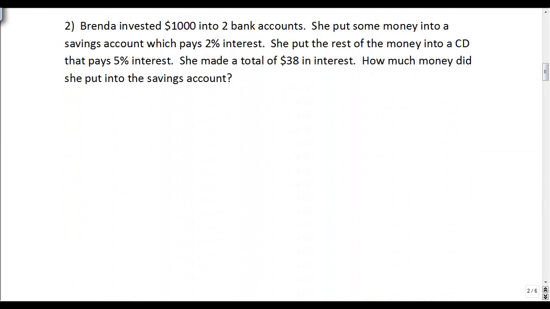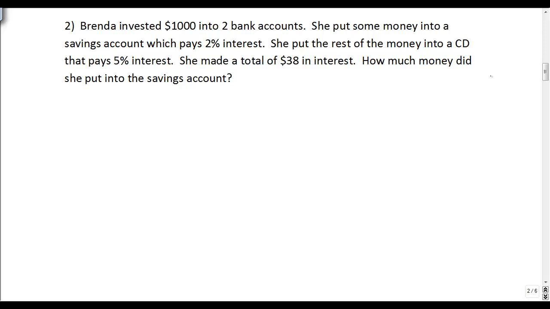Okay, next one. It says Brenda invested $1,000 into 2 bank accounts. She put some money into a savings account, which pays 2% interest. She put the rest of the money into a CD that pays 5% interest. So both really high interest rates for right now. She made a total of $38 in interest. We're going to assume this is over 1 year. How much money did she put into savings?